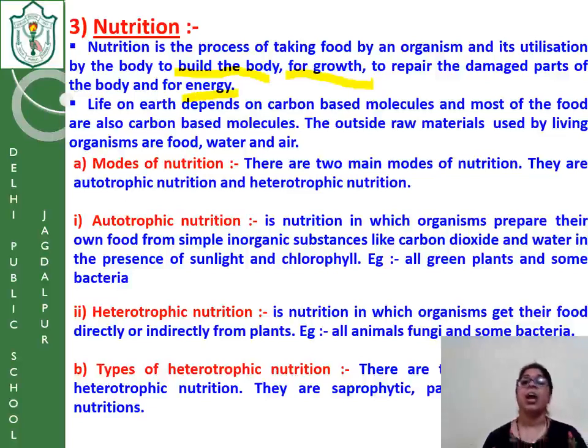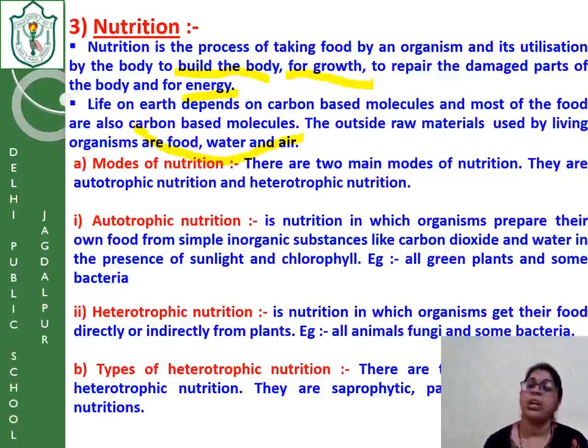Okay. Now, in whatever food, in whatever living thing we can see around, the main important element present in every living thing is carbon. Inside the body, the bone structure, the tissue structure, the cell structure, everything needs carbon. So the most important food is made up of carbon-based molecules. They are made up of carbon. The outside raw materials used by living things are food, water and air. All these things give us energy, help to repair our damaged parts, build the body, and help us to grow.